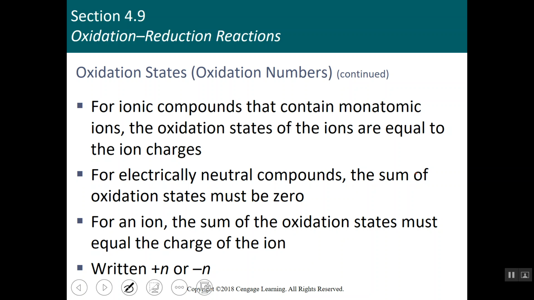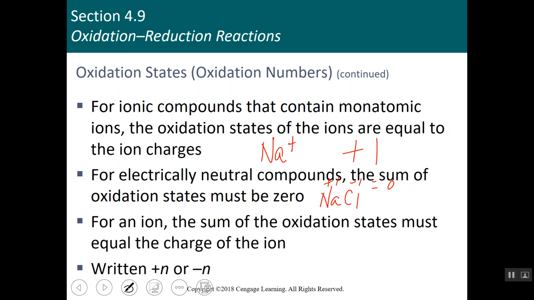For ionic compounds that contain monatomic ions, the oxidation states of the ions are equal to the ion charges. So oxidation states equal ion charges here. For example, the sodium ion is a monatomic ion, so the oxidation state is +1. For electrically neutral compounds, the sum of the oxidation states must be 0. So for example, if I have sodium chloride, I know that a sodium ion is a +1, a chloride ion is a -1, and that equals 0. That's the same thing we talked about when we were naming compounds and writing formulas for compounds.